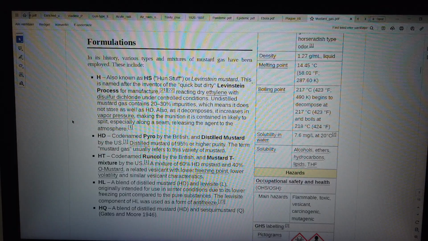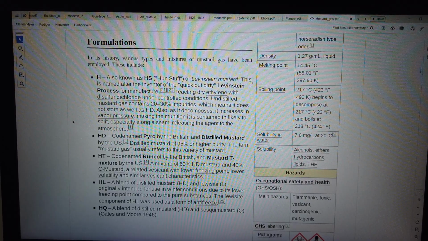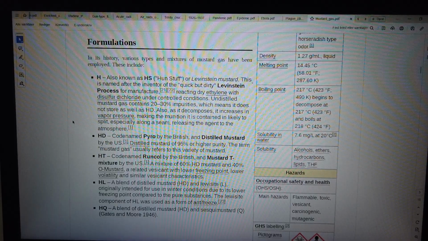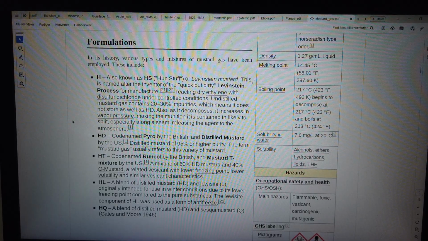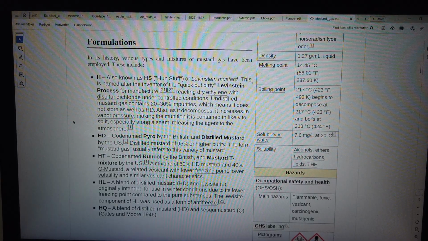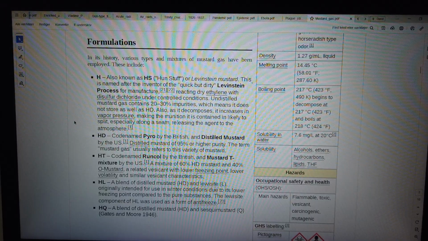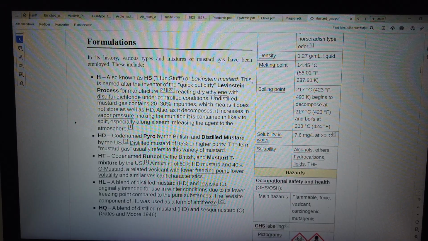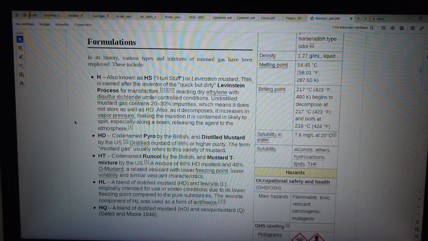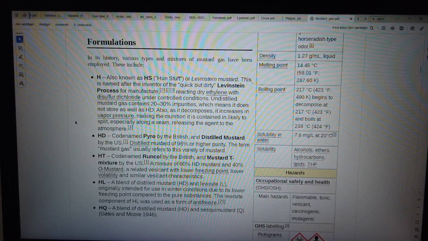1. HD, code-named Pyro by the British, and distilled mustard by the US. 1. Distilled mustard of 95% or higher purity. The term mustard gas usually refers to this variety of mustard. HT, code-named Wrinkle by the British, and mustard T mixture by the US. 1. A mixture of 60% HD mustard and 40% O mustard, a related vesicant with lower freezing point, low volatility and similar vesicant characteristics.